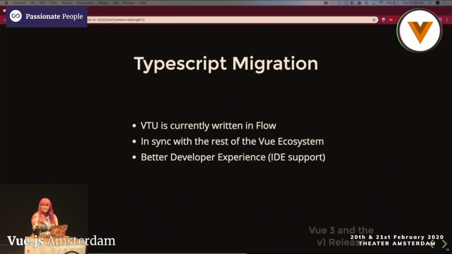Cool. So Evan talked about this early on about how the Vue 2.x code base was written in Flow. VTU is also in Flow. We want to be in sync with the rest of the Vue ecosystem with better developer experience and IDE support for types. That's just a no-brainer.